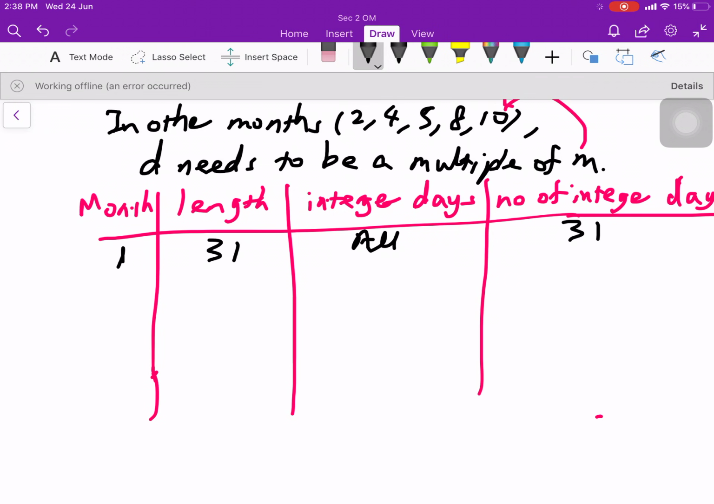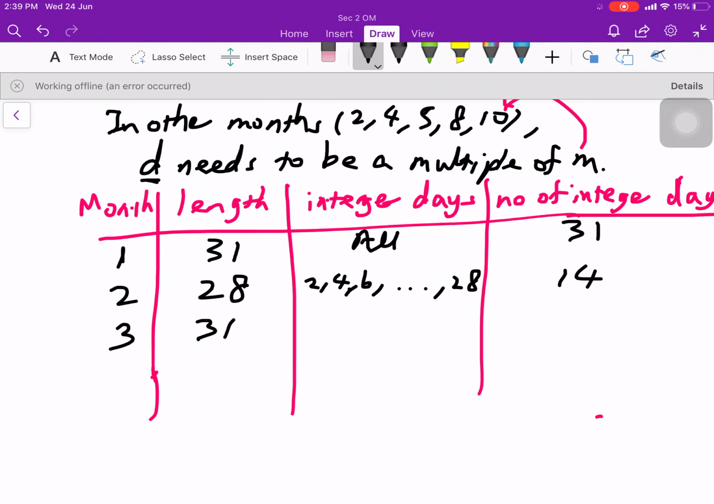Okay, then what about the month of February? The length is 28, right? And take note, it says that your D, the day, must be a multiple of M. Therefore, you will get 2, 4. The integer days are 2, 4, 6, all the way to 28. Therefore, in this case, you get 14 days.